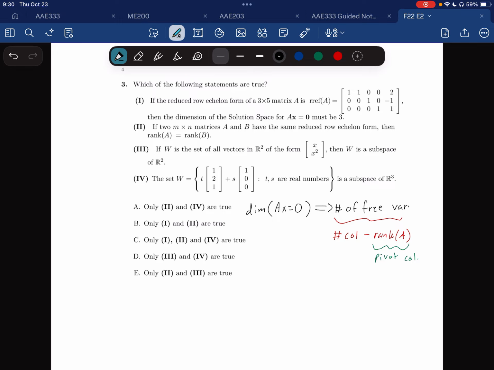The rank doesn't change under row ops. It's defined by the REF, right? Let me write that down as well, because option 2 is mentioning rank. Rank does not change with row ops. Very important to remember. Row ops, it is dependent on RREF form.